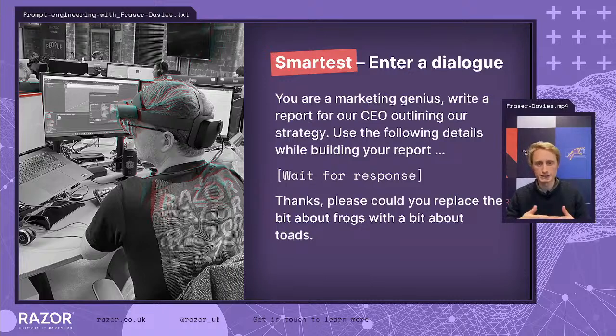If you're treating it as almost in that colleague role, where the AI comes back with something and then you refine it, this can often lead to much, much better output. So here the prompt starts off the same. You're a marketing genius, write a report for our CEO outlining our strategy. Use the following details while building your report. Outline the details in Markdown.